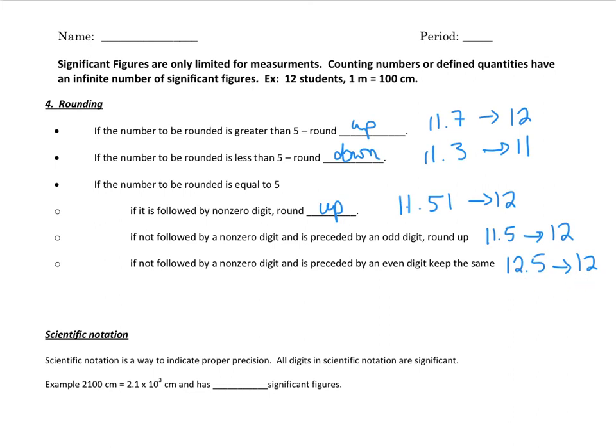One last bit to the sig fig rules. If you have scientific notation, if it's truly scientific notation, then all the digits in your number that are preceding the times 10 to the power, so your actual decimal there, all the numbers there are significant. So right here, for example, these are all significant, so that would be 2 sig figs.